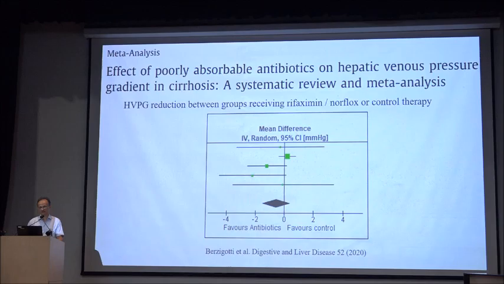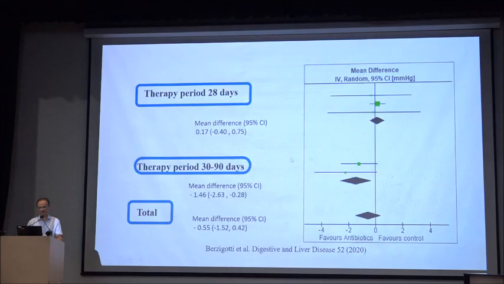This is one meta-analysis comprising 5 studies, but all of them have been retrospective, and there was no benefit of using antibiotics in anticipation of the reduction in HVPG. And when the subgroup analysis was done, it was found that when the antibiotics were given for more than 30 days, some amount of benefit was there, but clearly there is no concrete data as of now to suggest any positive role of antibiotics in reducing the HVPG.